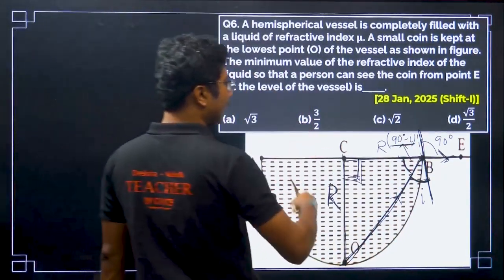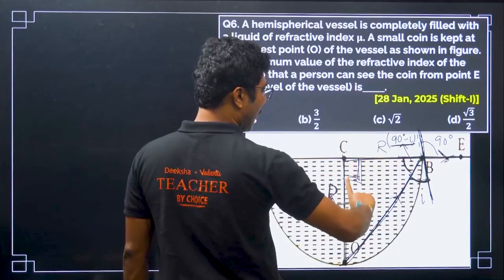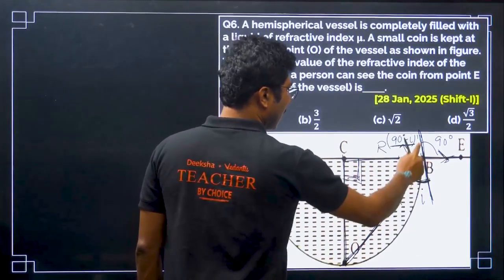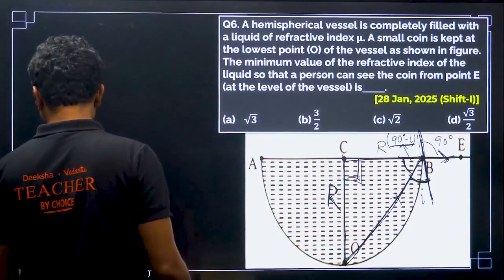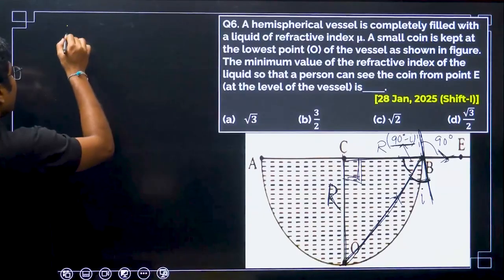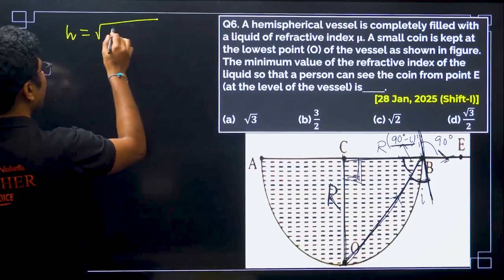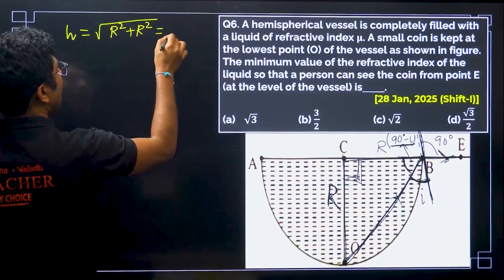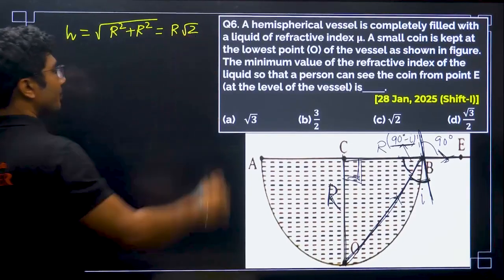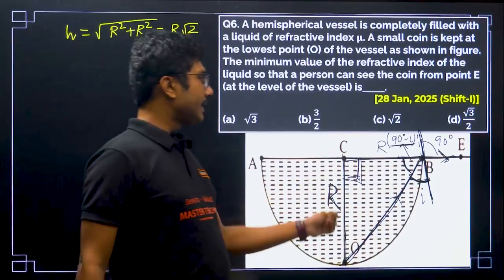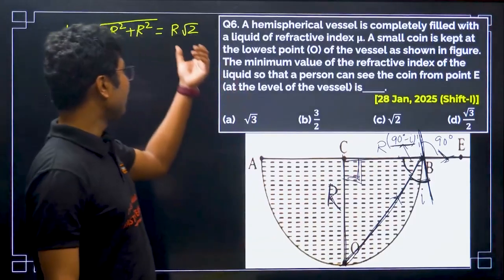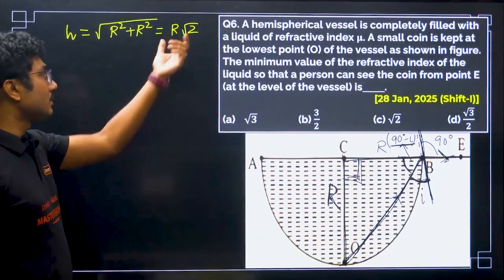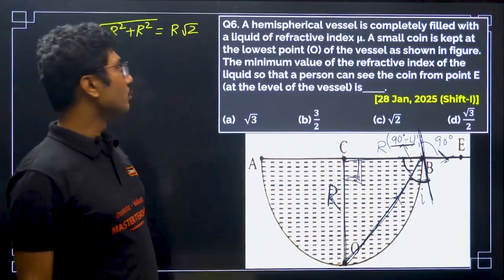Now, in a triangle we know the value of R. So, what is the hypotenuse? Hypotenuse in this case will be square root of R square plus R square, that is R root 2. Okay. So, isosceles right angle triangle means two sides are equal. So, hypotenuse will be R root 2.